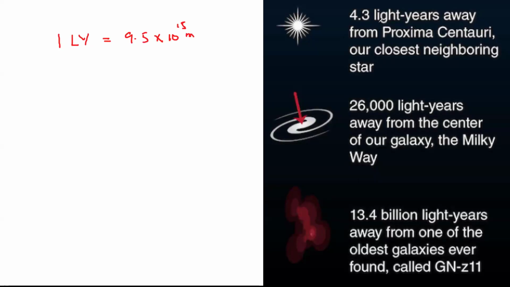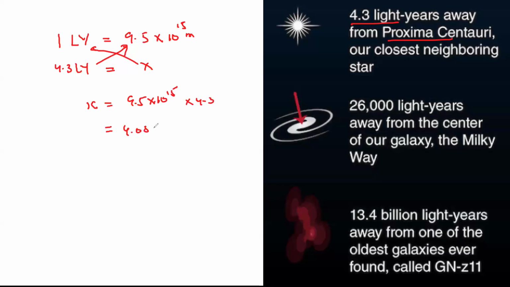The nearest neighboring star, the closest star, is Proxima Centauri, which is 4.3 light years away. So if it is 4.3 light years away and we want to convert, 4.3 light years is equivalent to x. We just cross multiply. So what is the value of x here? As you cross multiply, the value of x will be 9.5 exponent 15 times 4.3. When you multiply this, you will get 40.08 or 40.12, someone would write, into 10 to the power 16 meters. So that's the distance between us and Proxima Centauri.